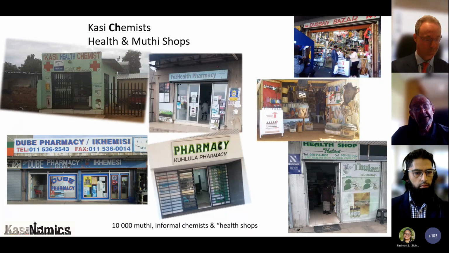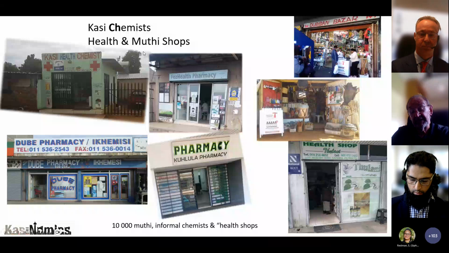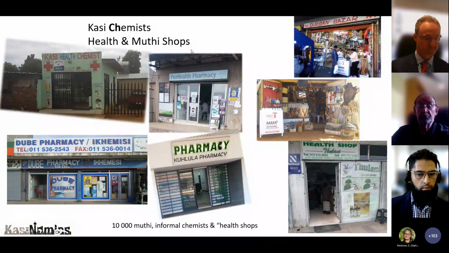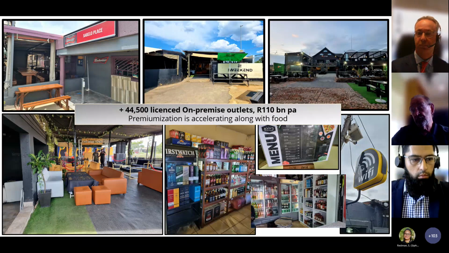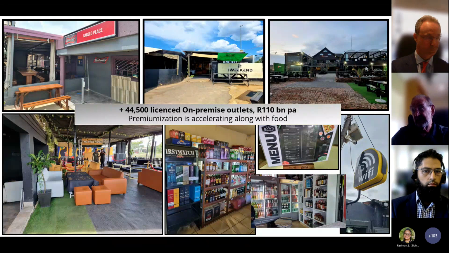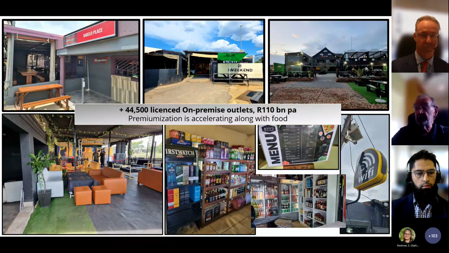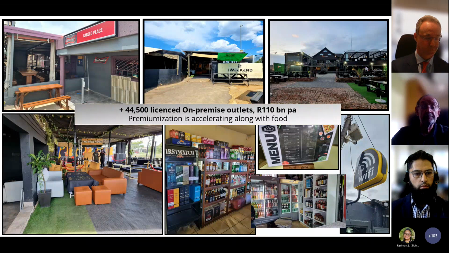The pharmaceutical and Muti outlets, another important area. We estimate about 10,000 Muti and informal chemists and health shops in and around the townships, and significant growth in pharmaceutical products and pharmaceutical opportunities in the township environment. Also to keep an eye on is our estimated 44,500 licensed on-premise outlets, generating about 110 billion per annum.